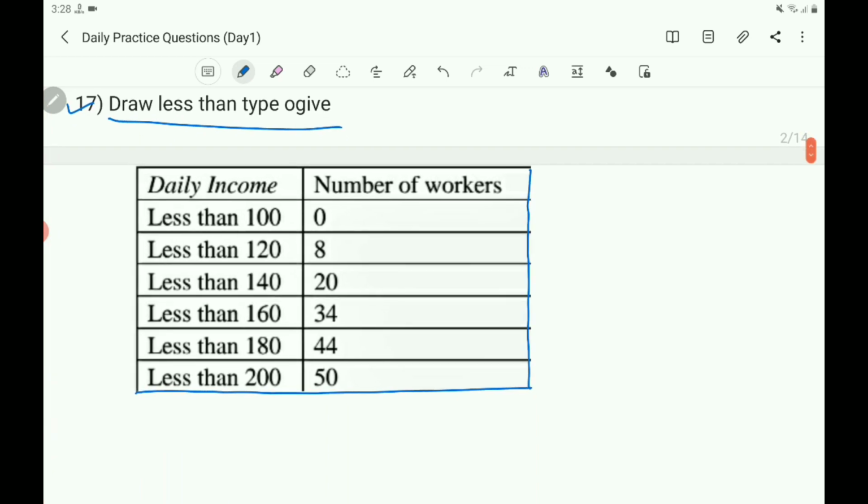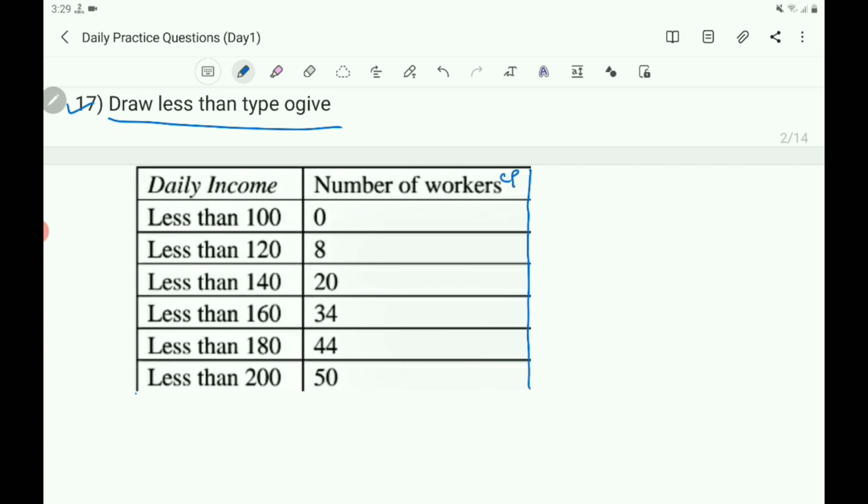Here you observe the columns, daily income is given and number of workers are given. And here it is less than type ogive and it is given less than 100, less than 120, less than 140, less than 160, less than 180, less than 200. Here no class interval is given, and the number of workers: less than 100, 0; less than 120, 8; less than 140, 20; less than 160, 34; less than 180, 44; less than 200, 50. Totally there are 50 workers, and it is a CF.